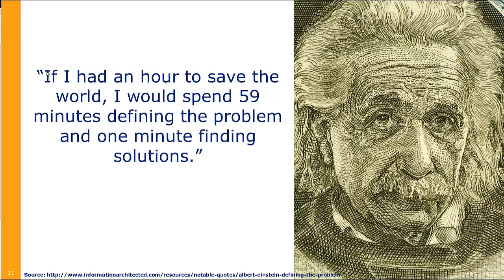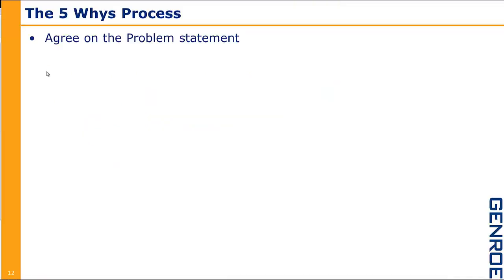Spend time defining and clearly understanding what that problem is, outlining it, writing it down, getting it really clear in your head. Because if you're not clear about what the problem is and what the issue is, then you're not going to have a clear understanding of how to fix and solve that customer issue or that problem in the business. So that's the first step. The first step is to agree on the problem statement and agree up front what it is.